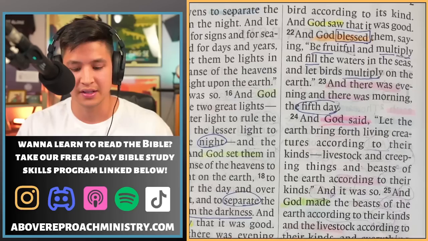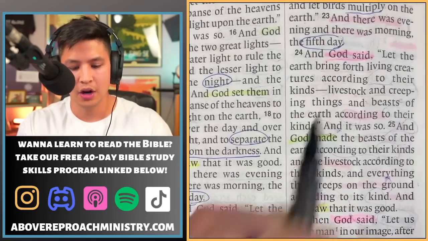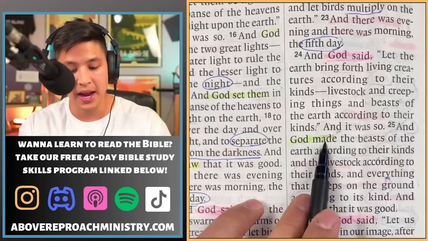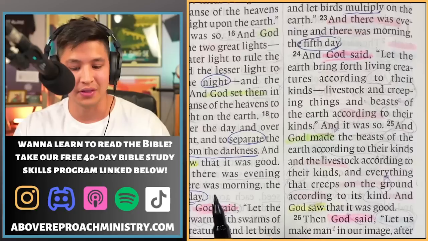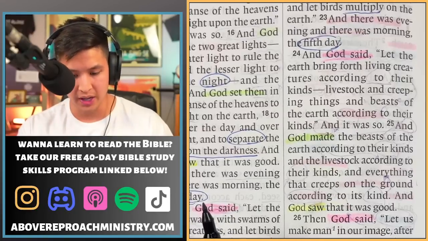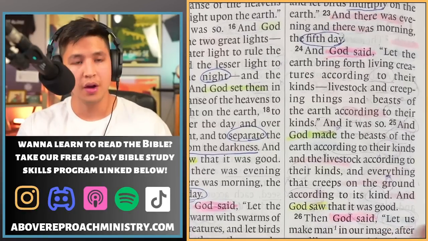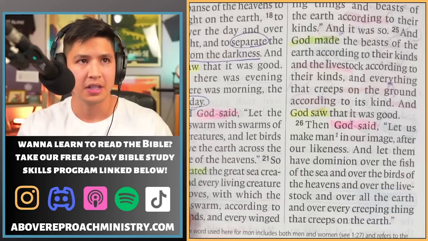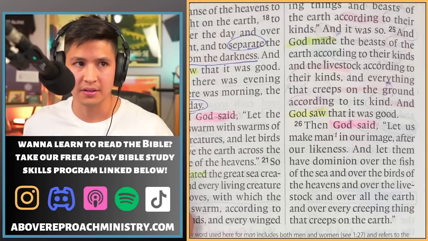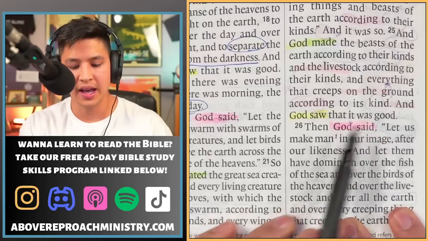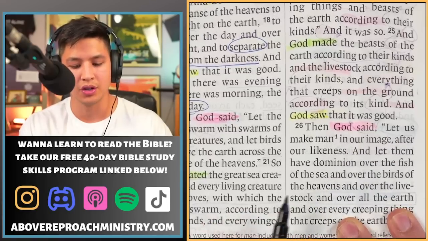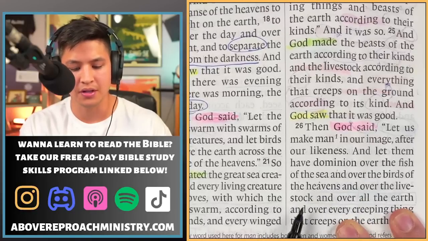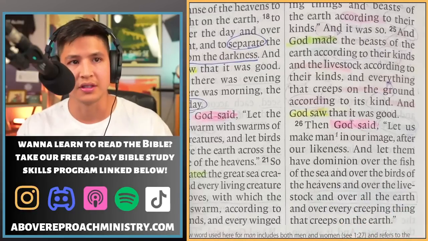Now we get to day 6. God said, "Let the earth bring forth living creatures according to their kinds," the animals, and God made the beasts according to their kinds, just like the vegetation in day 3. And everything that creeps on the ground, God saw that it was good. But God's not done. And I'm skipping a few things because we'll unpack these later. Then God said, "Let us make man in our image, after our likeness. Let them have dominion over the fish of the sea, the birds, over livestock, over all the animals," essentially, okay?